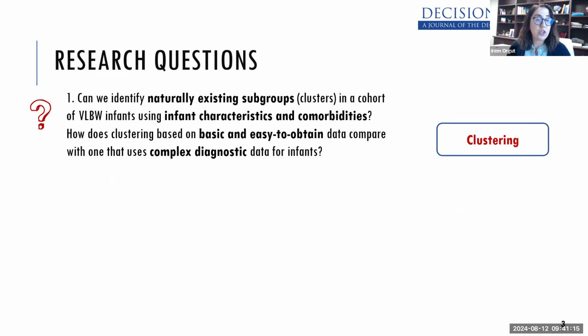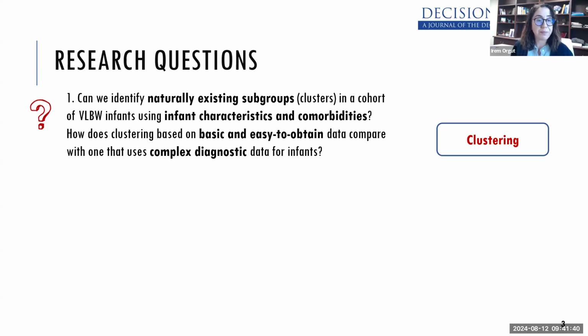For this research question, we use clustering, which is an unsupervised technique, to identify naturally existing subgroups within a cohort of very low birth weight infants. Also, we compare a simple clustering scheme that uses easily obtained information about infants, which are in this case only birth weight and infant sex, with one that uses infants' treatments and diagnoses, which may not be available until 6 weeks of life.